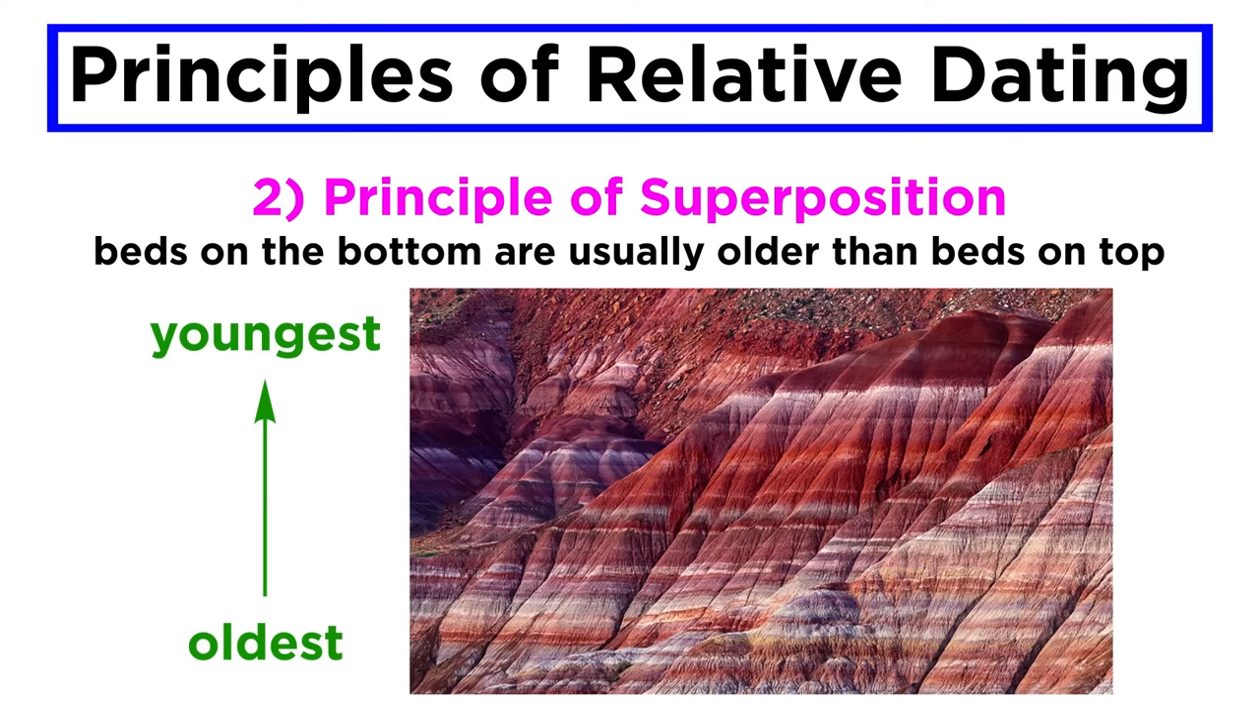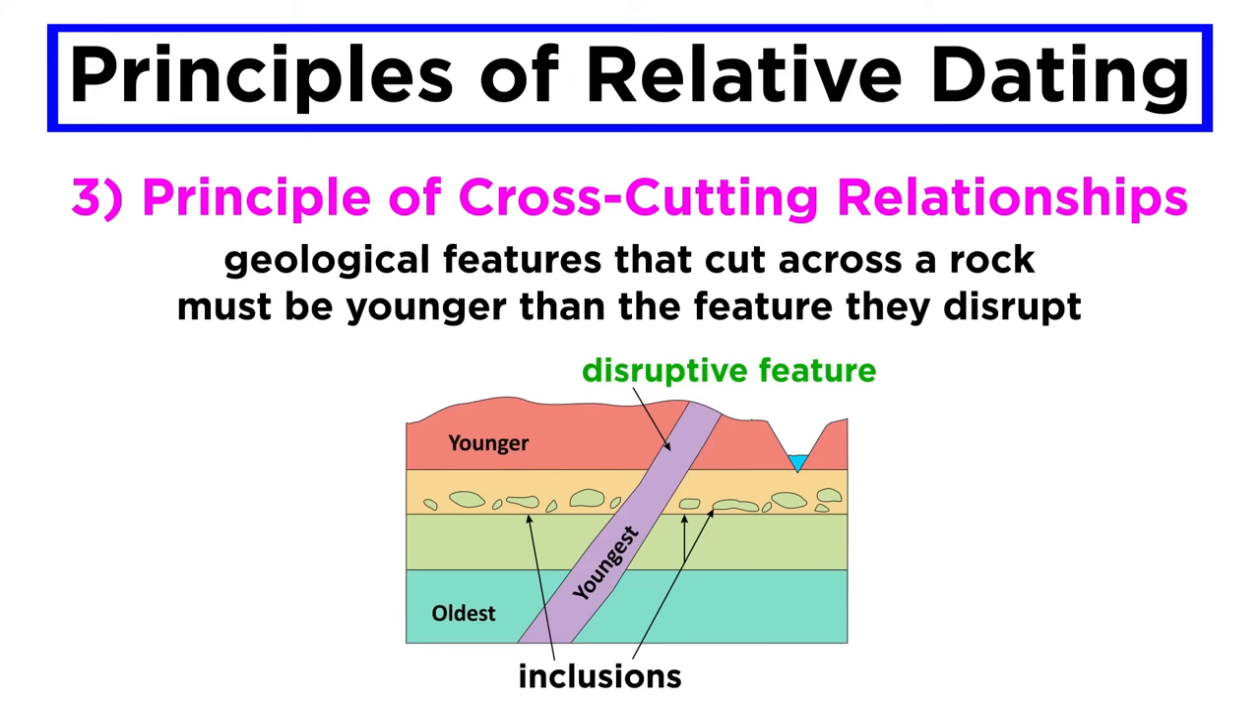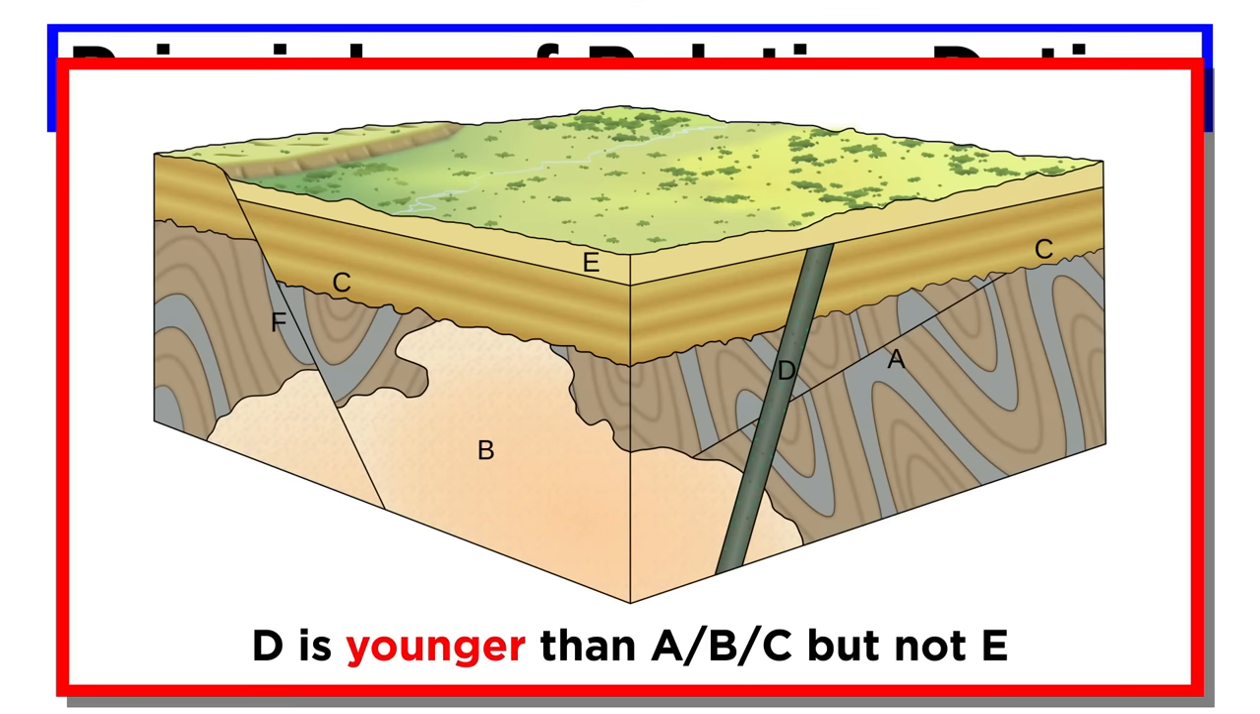The principle of superposition states that, unless tectonic forces have overturned the outcrop, beds on the bottom are usually older than beds on top. The principle of cross-cutting relationships states that any geological feature which cuts across a rock must be younger than the feature it disrupts. So, if an igneous intrusion is found cutting through a sandstone, the intrusion must be younger than the sandstone it cuts through.